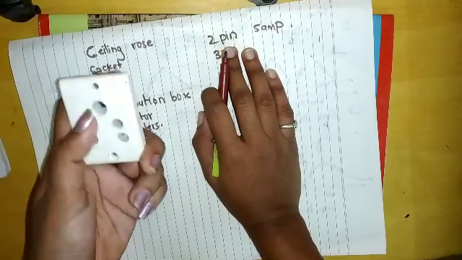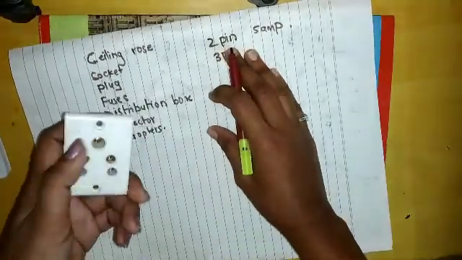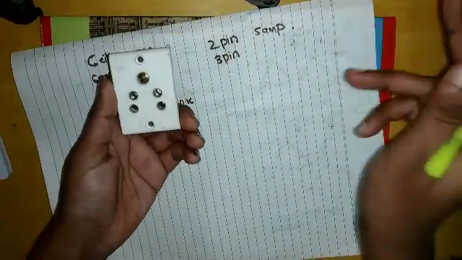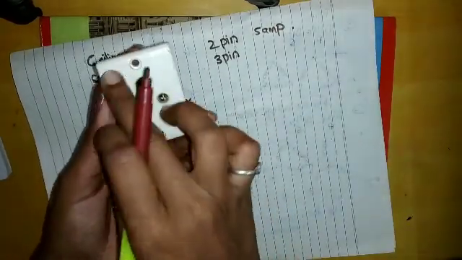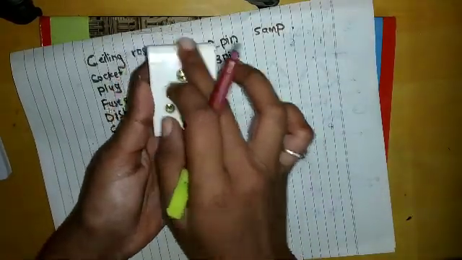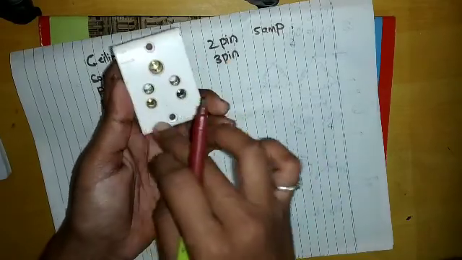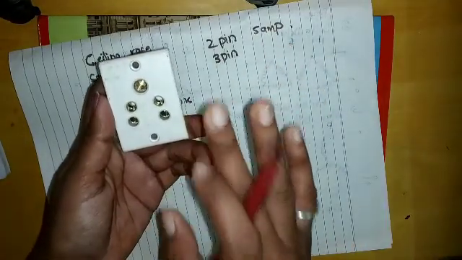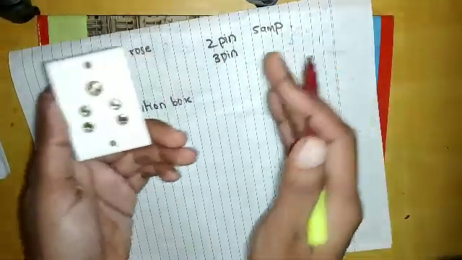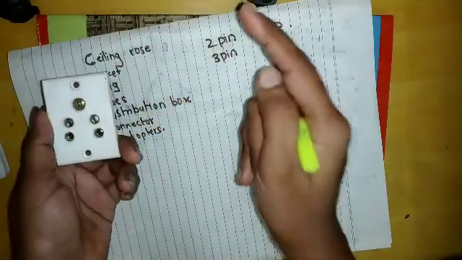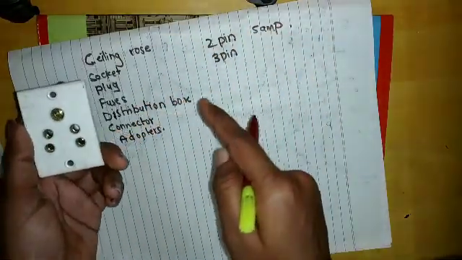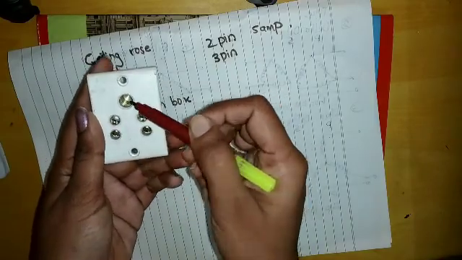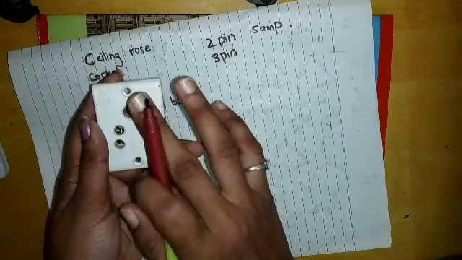So why do we require a socket? A socket is required to enable the portable apparatus to be connected to the sub circuit. Sockets have an insulated base. Just remember, they have an insulated base, and they have 3 terminal sleeves. 2 terminal sleeves are for the phase wire and the neutral wire, so that the connection is done between the apparatus and the supply. The 3rd terminal, which is thicker, you can see here, this is the bigger one. This is provided for earthing.